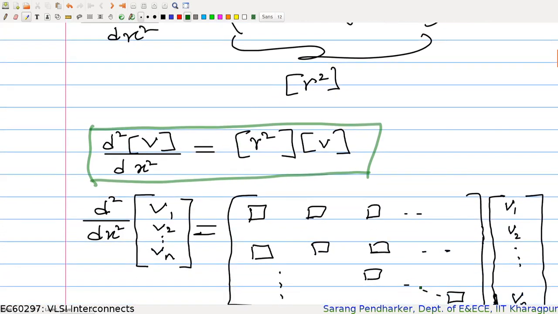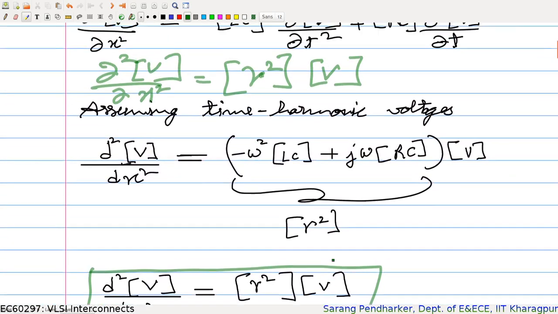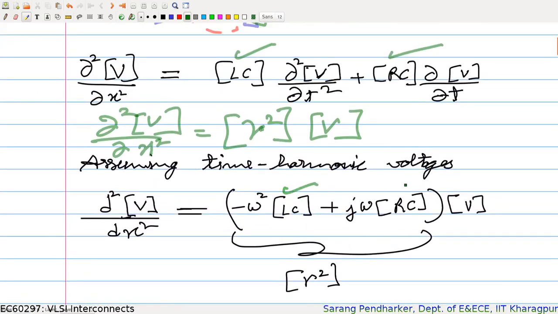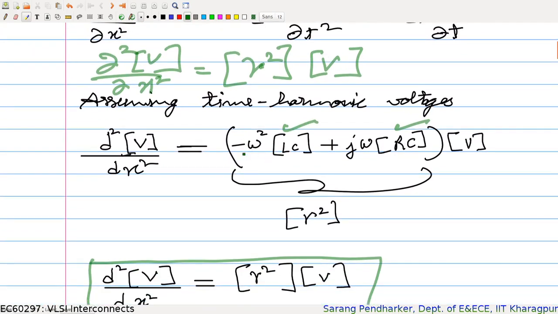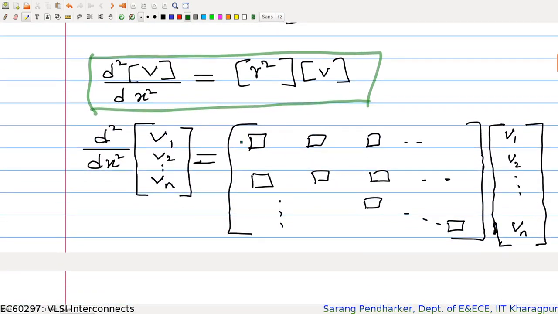Gamma square is a matrix like this, which comes from the LC matrix and the RC matrix, multiplied by minus omega square, and this term multiplied by j omega. So this is in general a complex matrix, which need not be diagonal. So what I have are these terms. For example, my V2 or say V1 would be given by what?